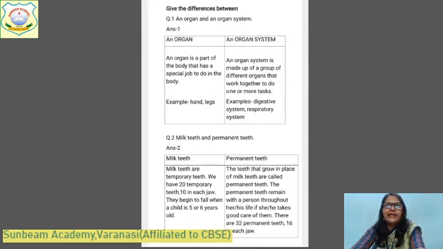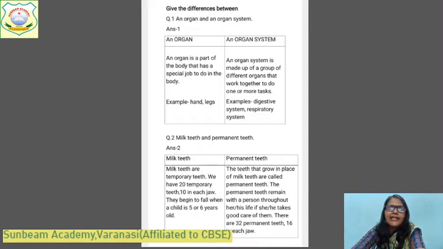What will be A? A was defined. B is give the difference between. The question 1. What is the difference between an organ and organ system? Children, this time you just understand. अभी आप केवल समझ लो. I will share all these things in your PDF group, in your WhatsApp group, from where you will learn.